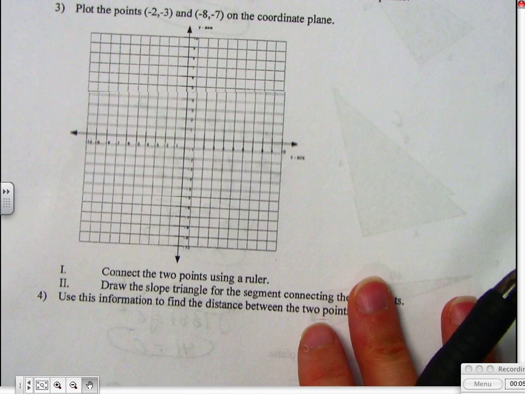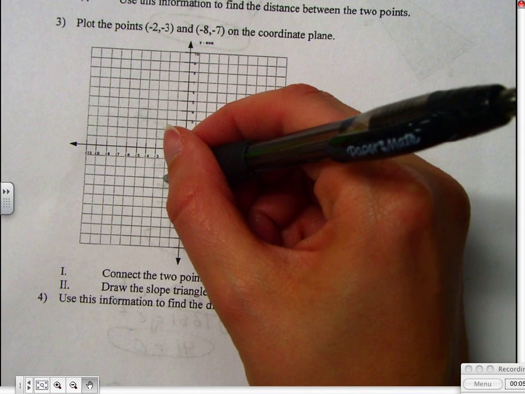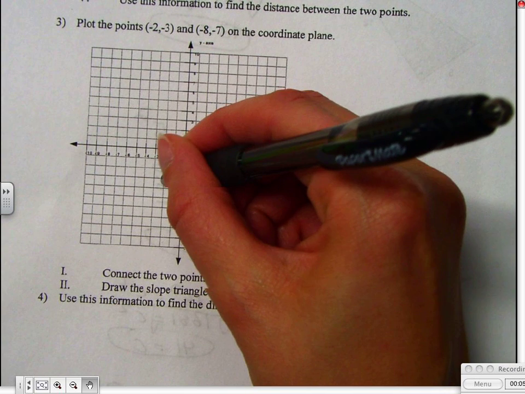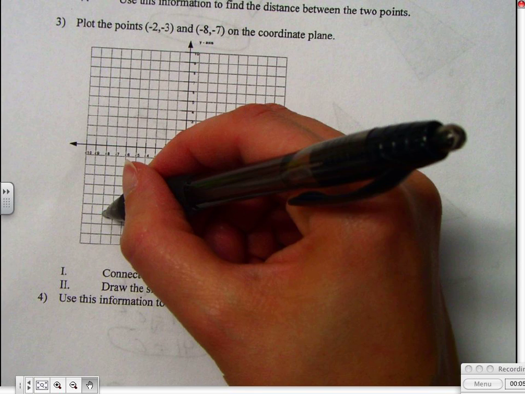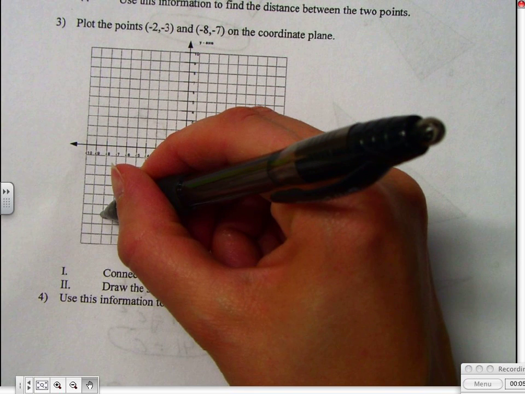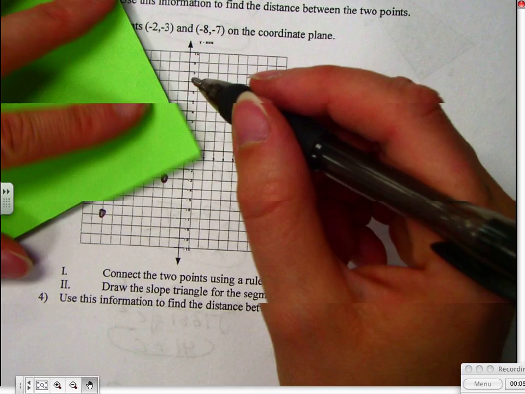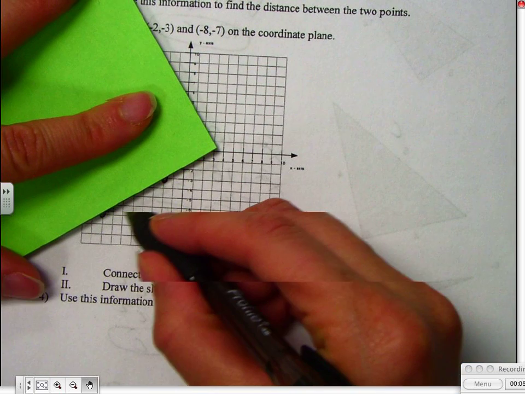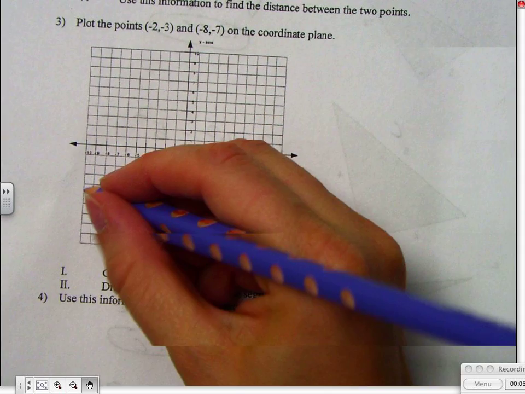So let's do the same thing again, guys. We're going to plot these points. We're going to go -2, -3, -8, -7. Then we're going to connect them. Then we're going to make our slope triangle.